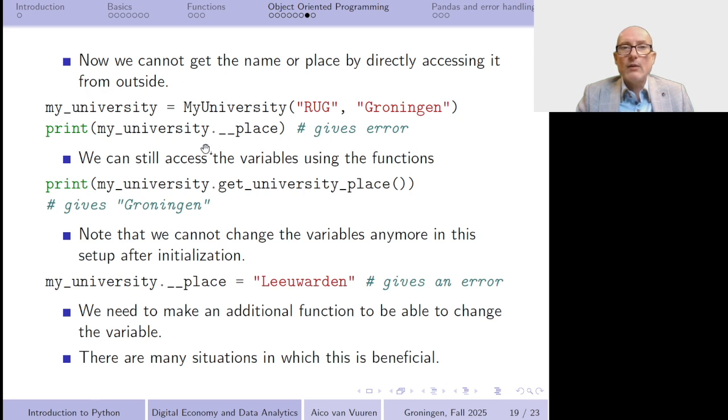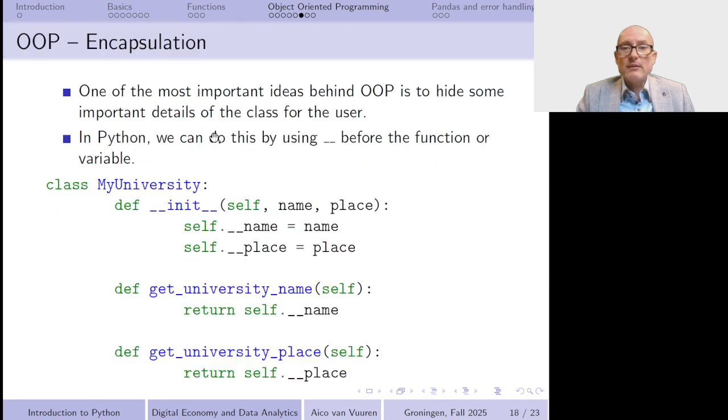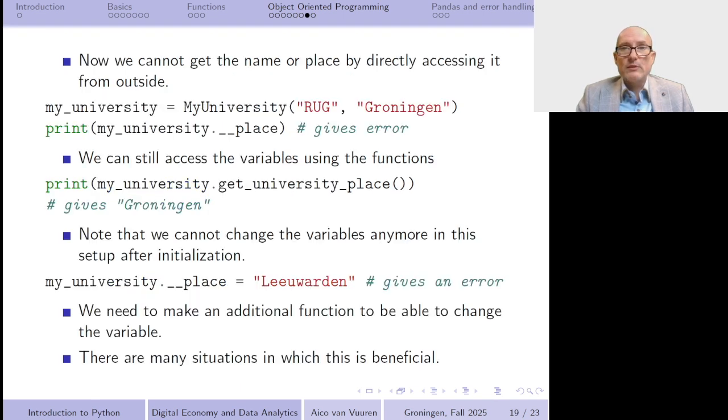This is not allowed in this particular case because from outside it is not allowed to access private variables. From inside it is allowed. So for example here it is allowed to use the private variable name and here the private variable place, but it's not allowed to do that from outside, and therefore this code will actually give us an error.